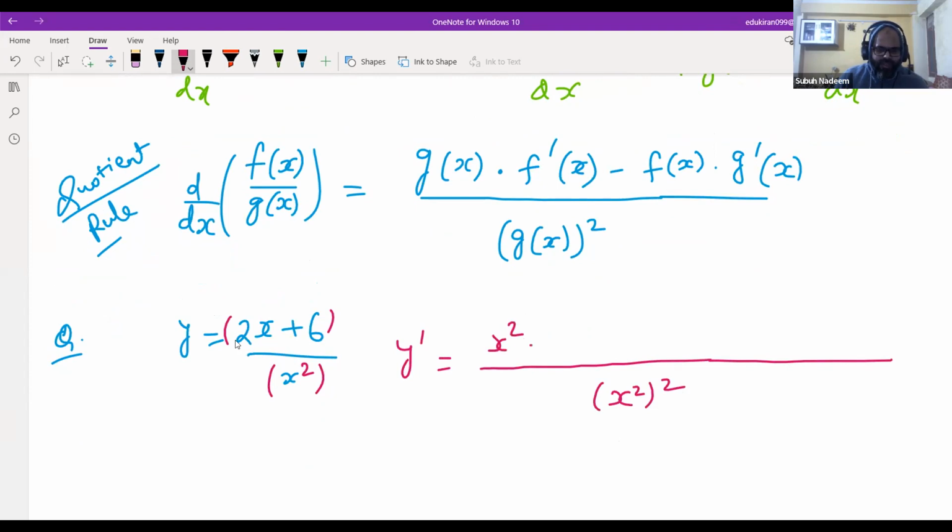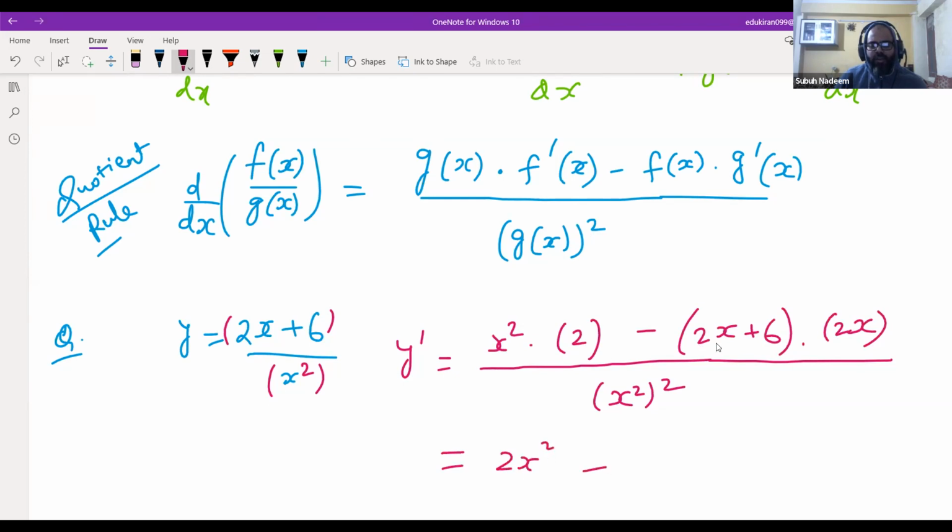Then gx, so x square, times the derivative of fx. What is the derivative of 2x plus 6? It will be simply 2, because x differentiation will be 1 and 6 will be 0. Minus fx, that is 2x plus 6, into the derivative of g, that is x square. That will be 2x. So this will be 2x square minus 2x into 2x will be 4x square minus 12x upon x to the power 4.